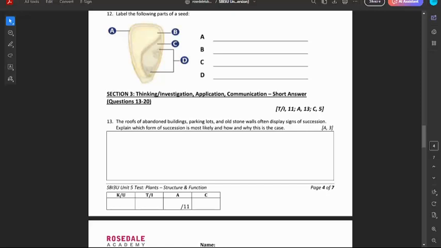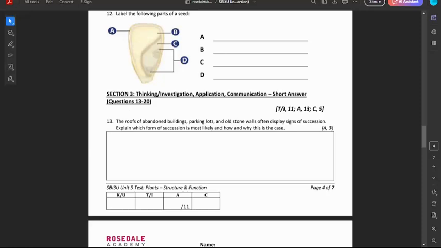So thinking questions are usually a little harder, or to say, they require some sort of application to an extent. So if you aren't good with application, it's usually not so good. The roofs of abandoned buildings, parking lots, and old stone walls often display signs of succession. Explain which form of succession is most likely and why is this the case?